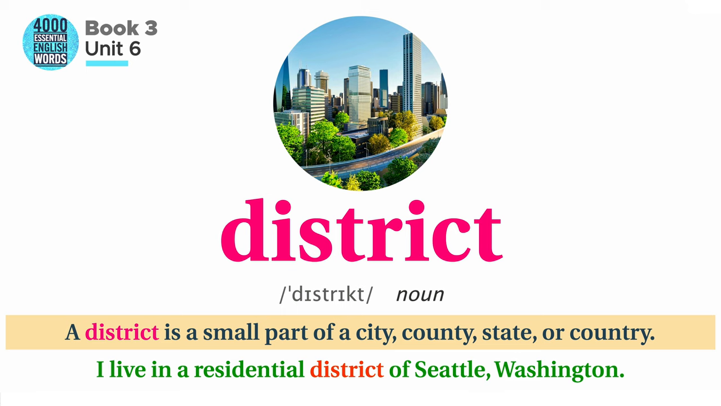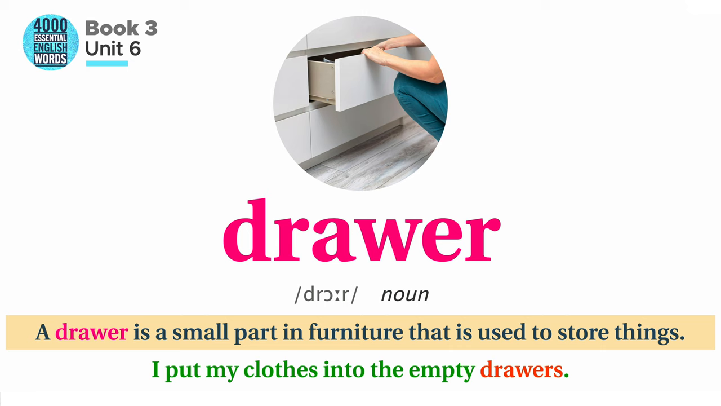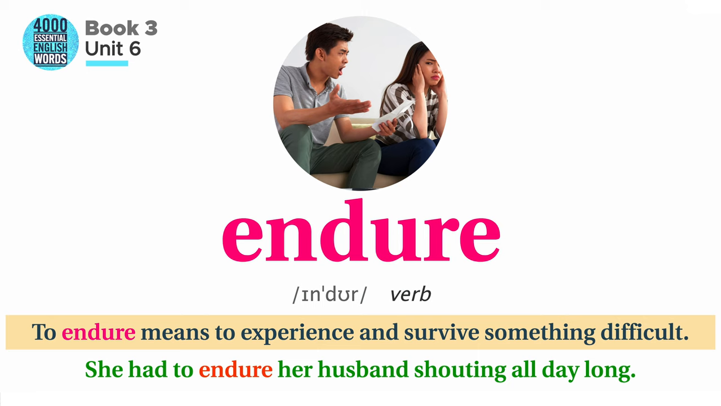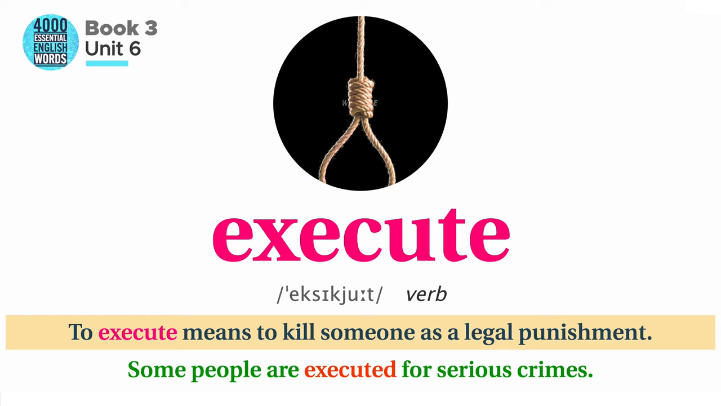Drawer. A drawer is a small part in furniture that is used to store things. I put my clothes into the empty drawers. Endure. To endure means to experience and survive something difficult. She had to endure her husband shouting all day long. Execute. To execute means to kill someone as a legal punishment. Some people are executed for serious crimes.